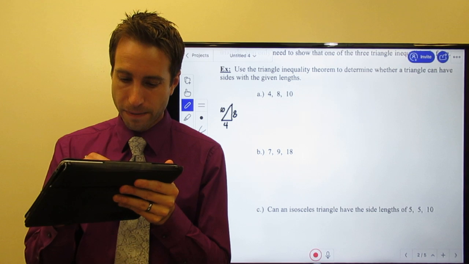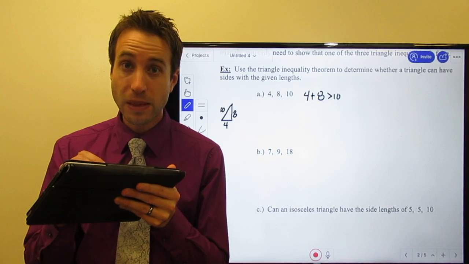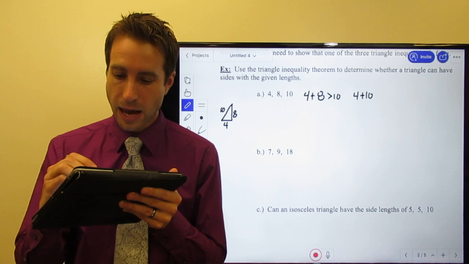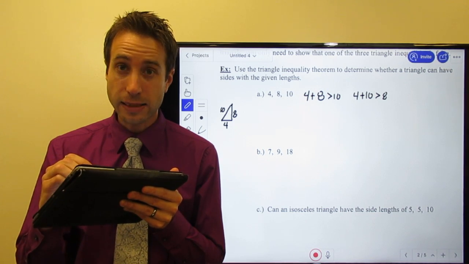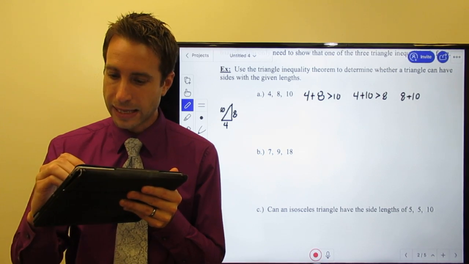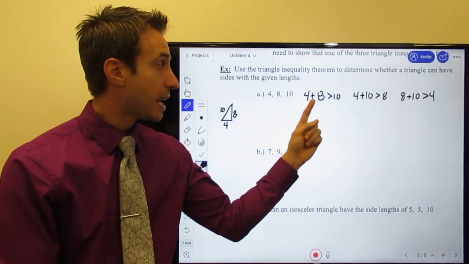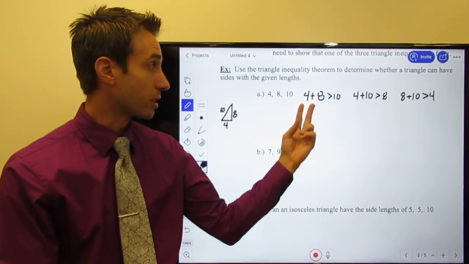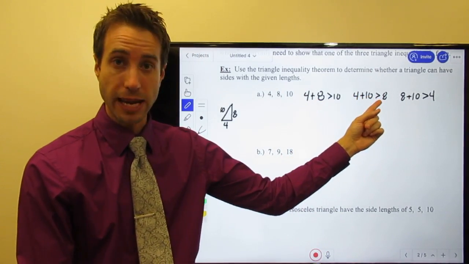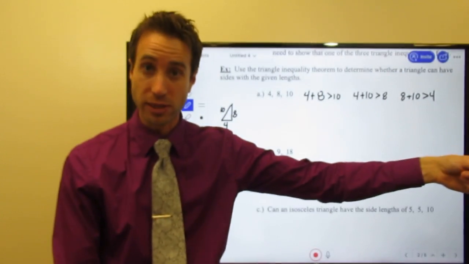I could add 4 plus 8. I need that to be greater than 10. I could add 4 plus 10. I need that to be greater than 8. I could add together 8 plus 10. I need that to be greater than 4. I got them all, right? I have 3 sides, and I've taken care of each of my triangle inequalities. 4 plus 8, got to be greater than 10. 4 plus 10, got to be greater than 8. 8 plus 10, add together any 2 sides. Got to be greater than the 3rd side.